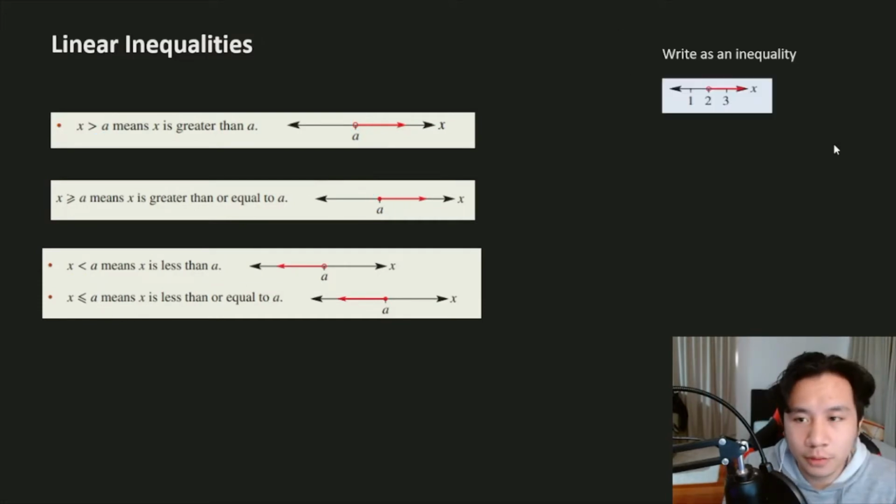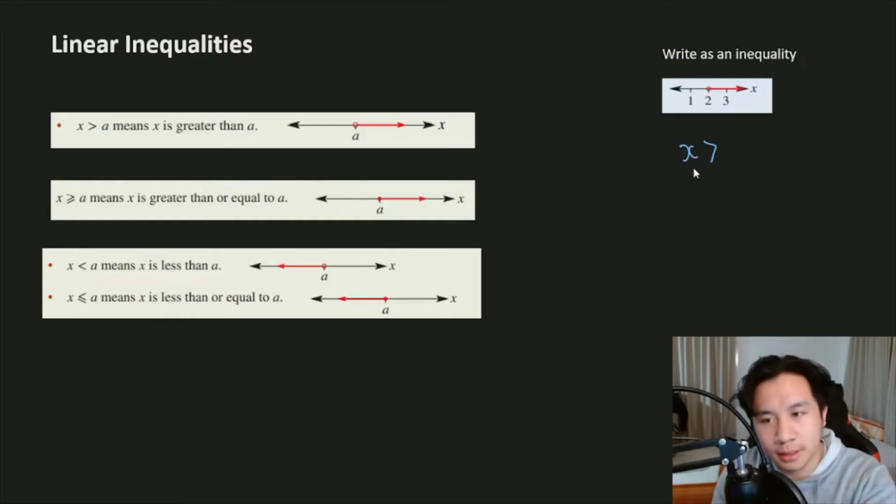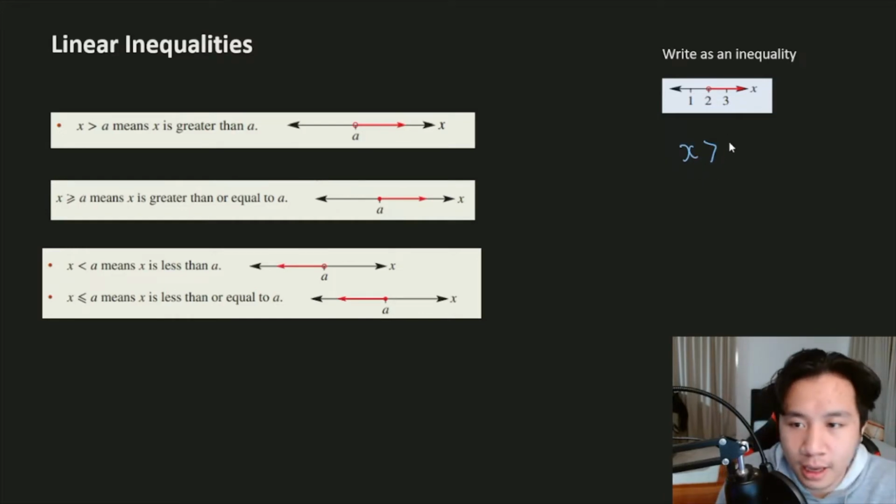And so if you look over here, we have a question to write this as an inequality. So this is pointing to the right, and so that's going to use the greater than. And all you want to write is x over here because this says x is greater. And you want to write 2 because the circle is sitting at 2.